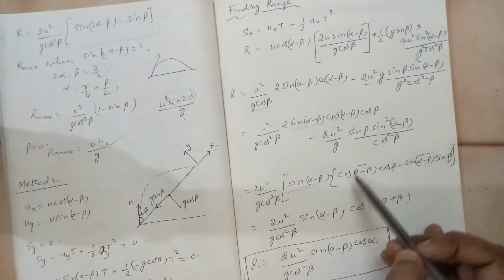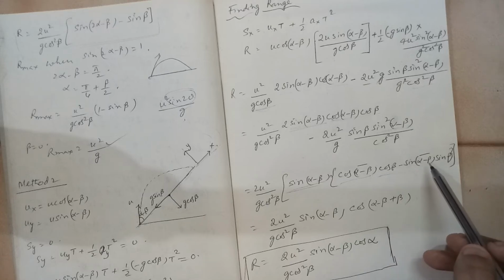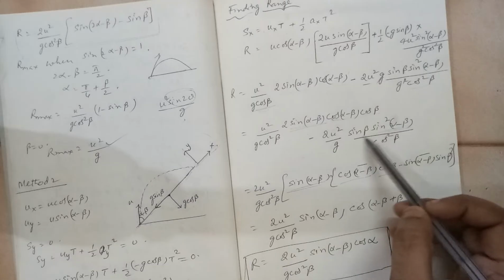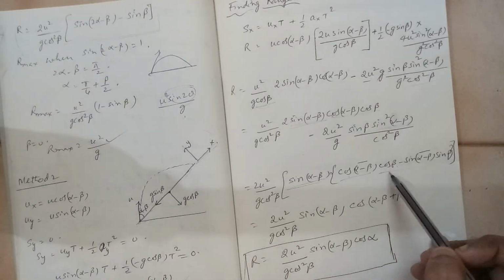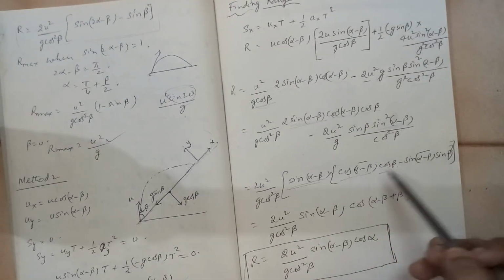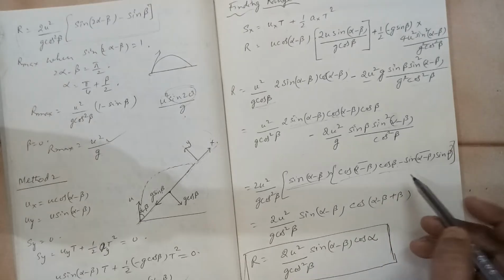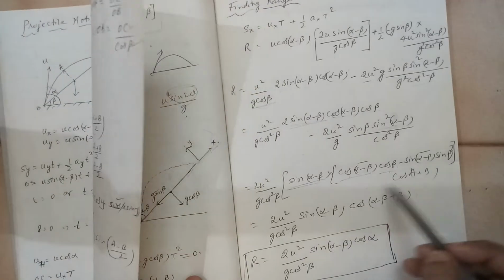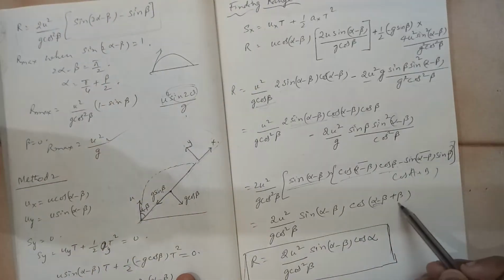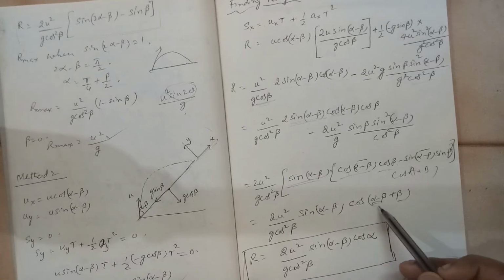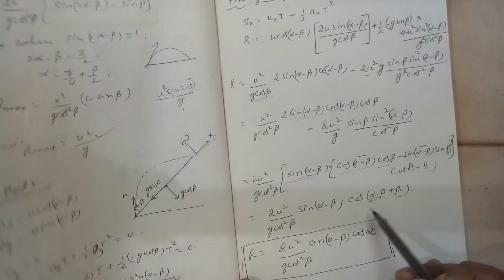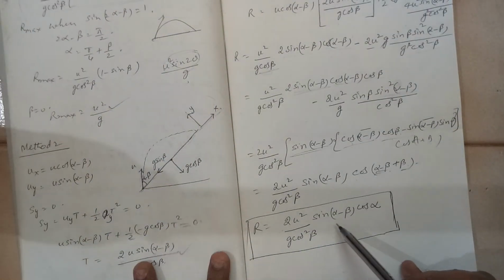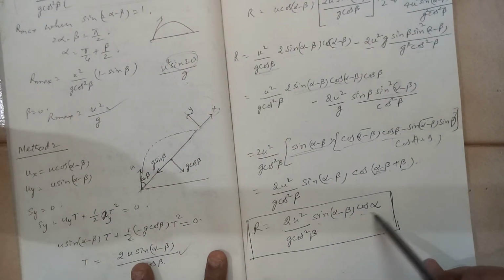Then you get this term, cos of alpha minus beta into cos beta minus sin of alpha minus beta into sin beta. Is it not cos A cos B minus sin A sin B? So what is it? Cos A cos B minus sin A sin B means cos of A plus B. What is A here? Alpha minus beta. And what is B here? Beta. So you need to add this, cos of A plus B. So here beta cancels and you are left with cos alpha. So finally you get 2u square by g cos square beta into sin of alpha minus beta into cos alpha.